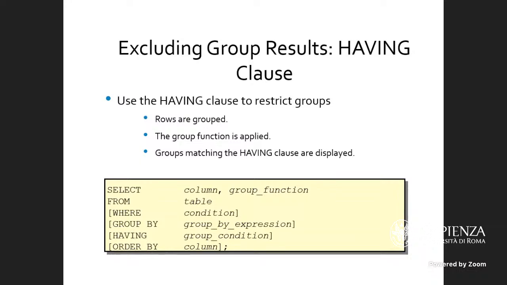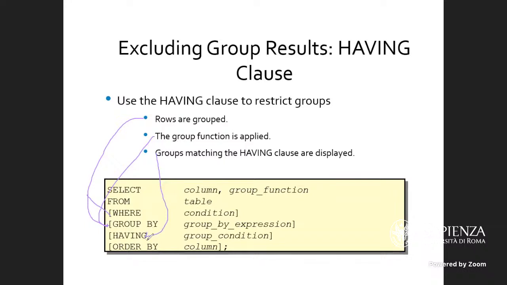Okay. So that is how the having clause goes. The rows are grouped, and the group function is applied. So here, let me do this so that you understand how this would work. Your rows are grouped here. Since you are grouping your rows here, the group function is applied, and groups matching the having clause are displayed.